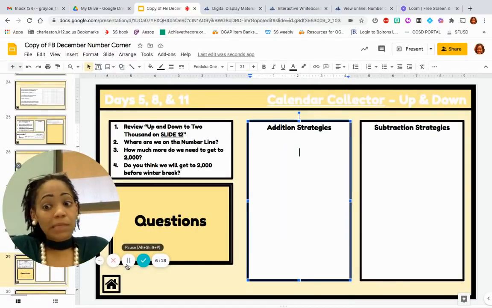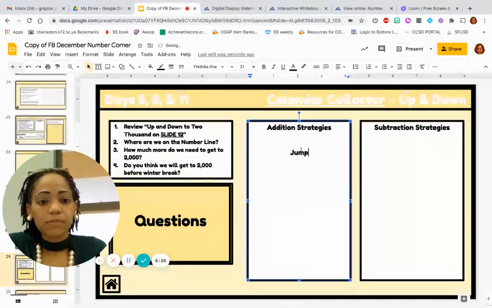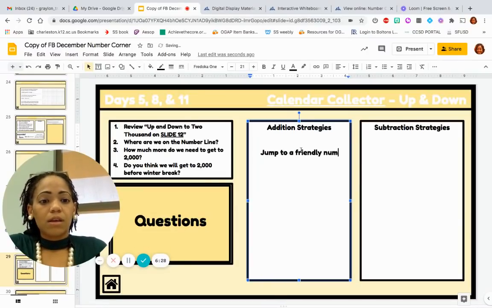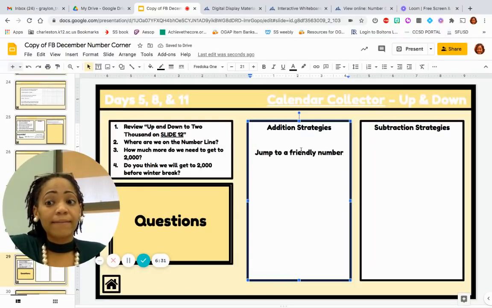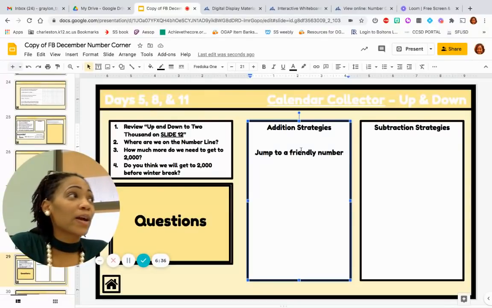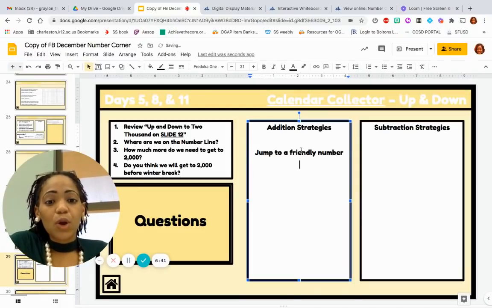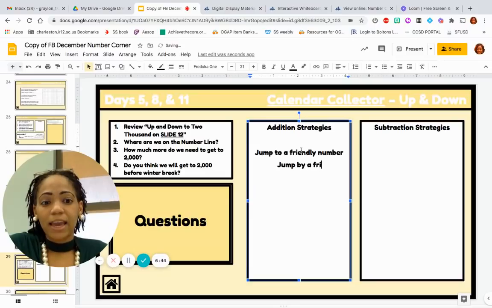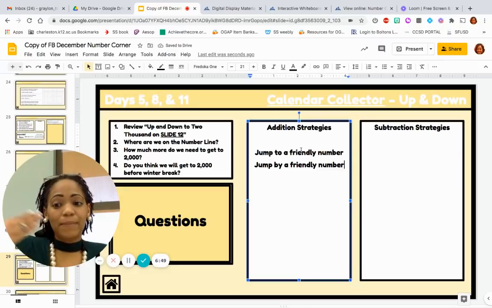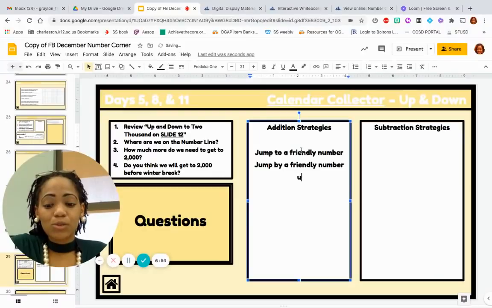If you were thinking, I'm not really sure of a strategy that I use, let's label some of them. You can jump to a friendly number. So that's like if you have the number 96, you're going to jump to 100 because that's a really friendly number. Or 73, you might jump to 80 because that's a friendly number. Or you can jump by a friendly number. That means I'm going to jump by 10. So I can add my tens, or I can count by hundreds, which is another way of saying you can use place value.